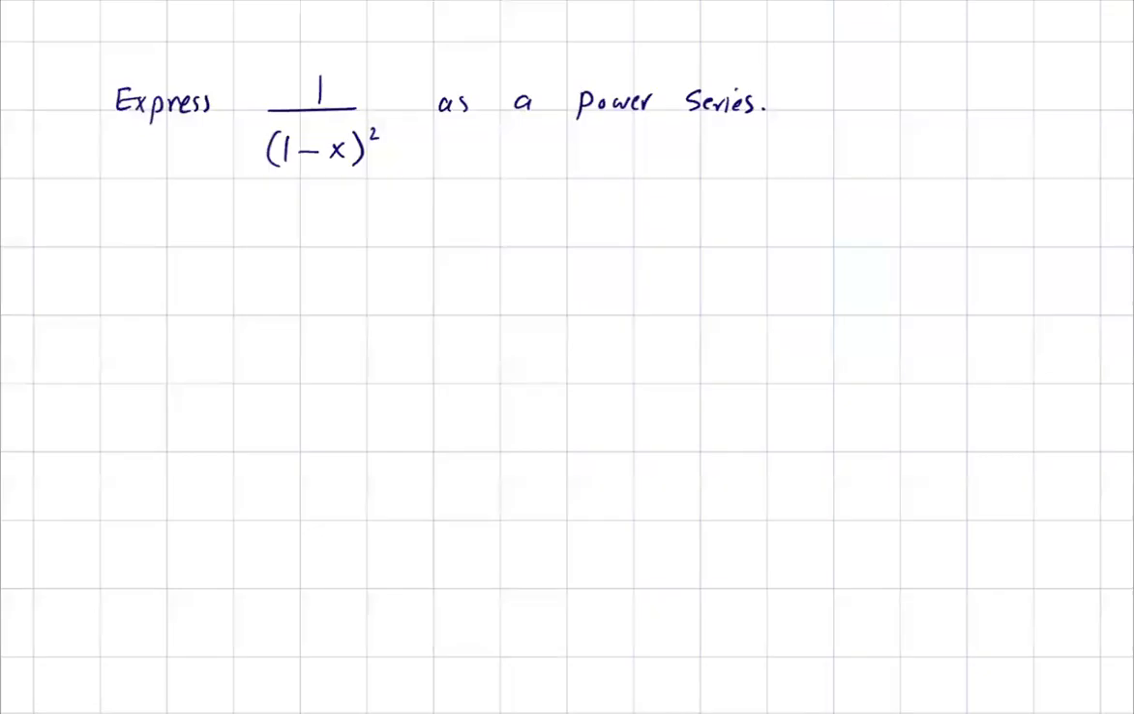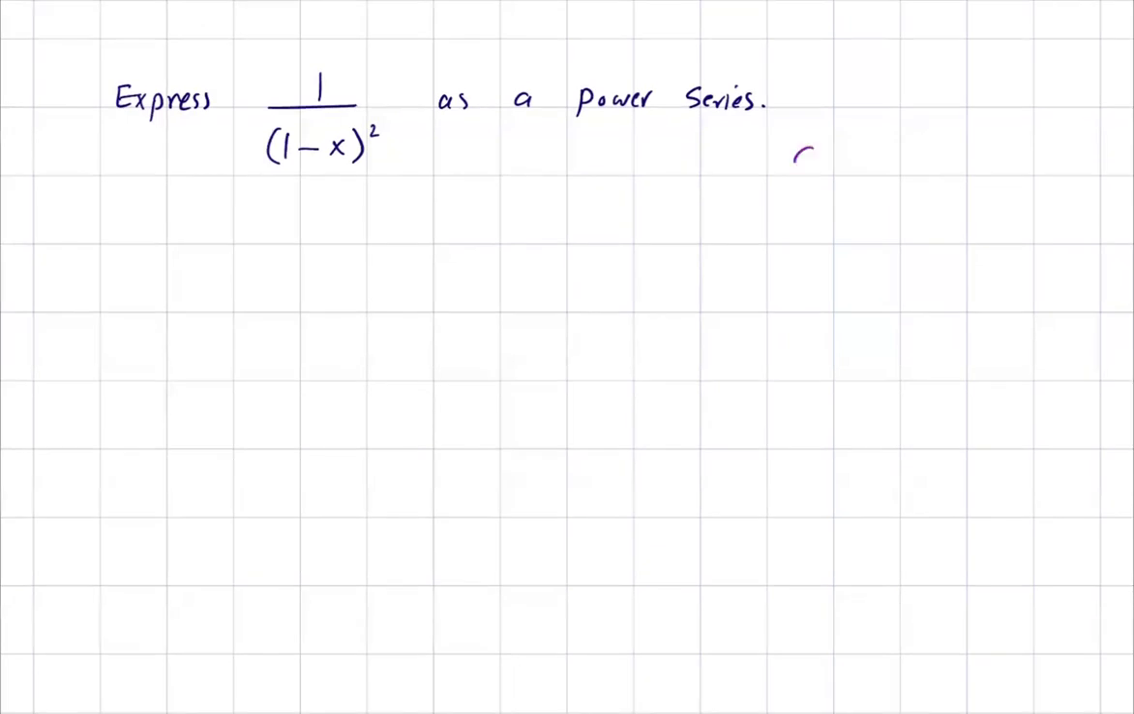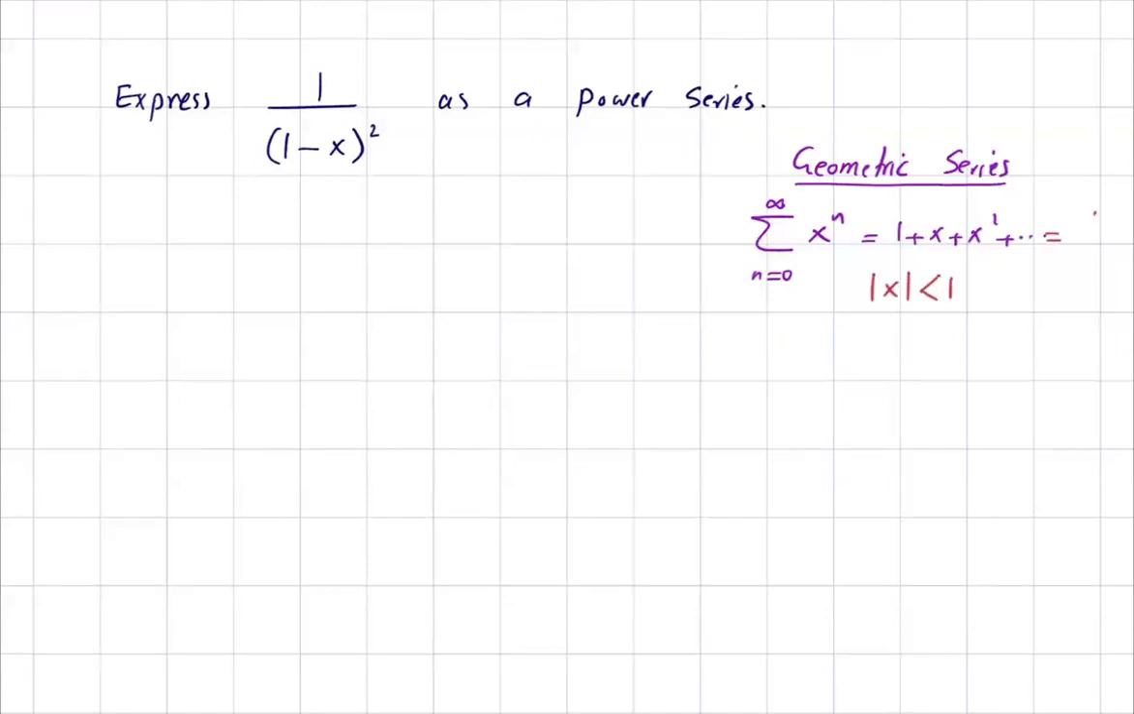We want to express 1 divided by 1 minus x to the second power as a power series. Remind yourself of geometric series. For a geometric series, remember that if you have the summation of x to the n and start from 0 to infinity, which is 1 plus x plus x squared plus the rest of the terms, as long as the absolute value of x is less than 1, this is convergent to 1 divided by 1 minus x.